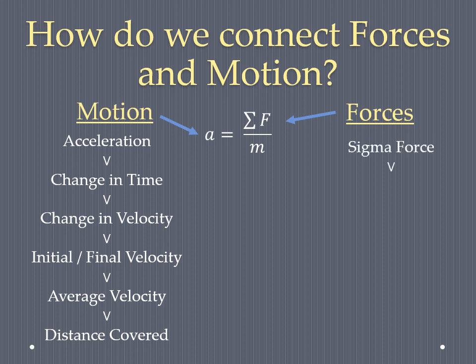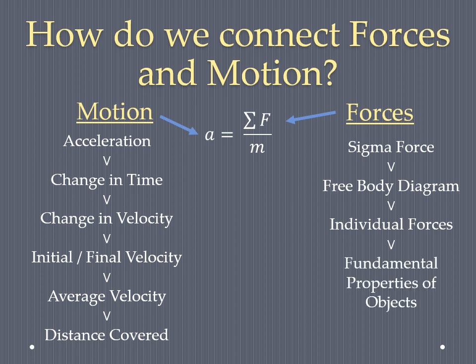On the other side, we have forces, and that equation notably gives you sigma F, the total of all of the forces. From there, you're often going to start by putting that force on a free body diagram, or looking at what you know about the object and the interactions that are happening around it. And you can use sigma F in your free body diagram often to find the values of several of the individual forces, which tells you something about the fundamental properties of the objects, how big they are, or what the surfaces they're rubbing on are like.